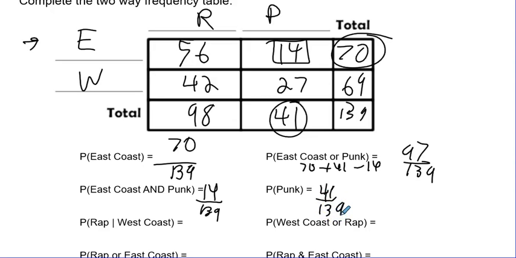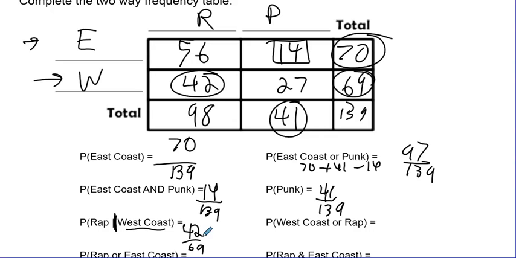Now, remember the special line here. This says we're going to look at the West Coast first. West Coast total. So West Coast total is 69. That's my denominator, remember? Now, on that row for West Coast, how many people picked rap? 42.